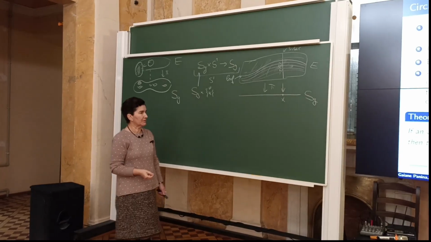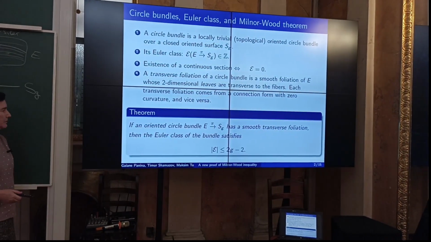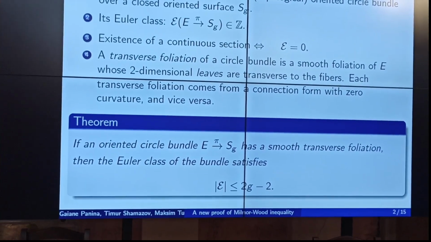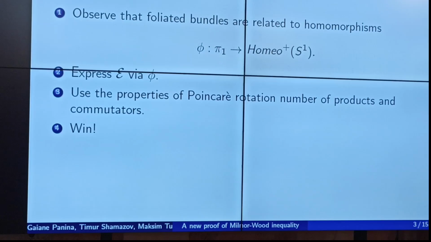transverse foliation. And here is the theorem, the Milnor-Wood inequality, which states that an oriented circle bundle has a smooth transverse foliation if and only if the Euler class is not too big. Its absolute value should not exceed the Euler characteristic of the base. Okay? This is the statement, and here is some story.